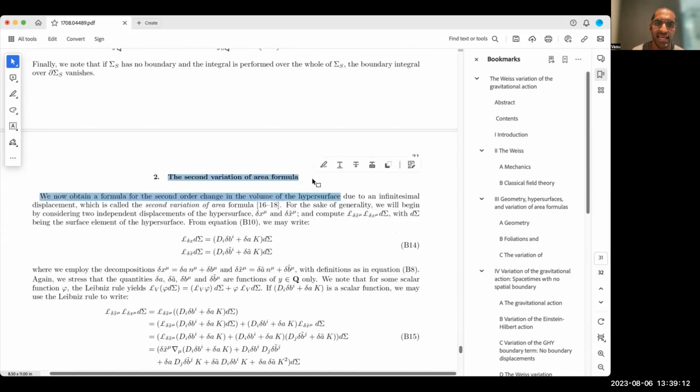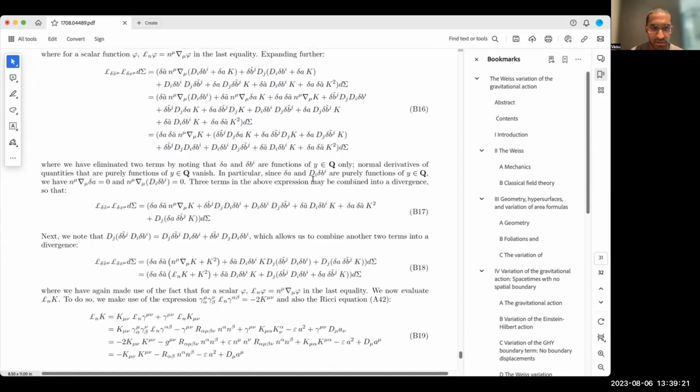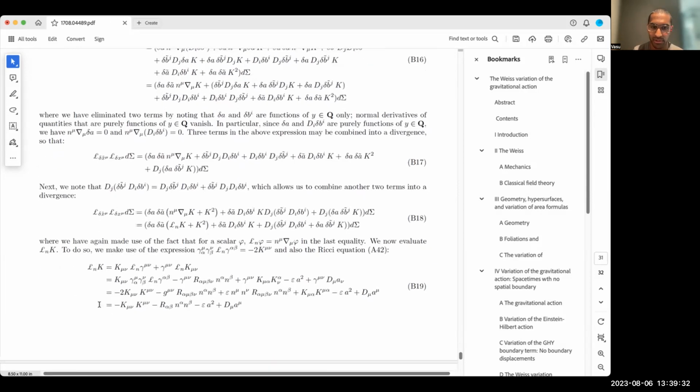And then there's a more formidable exercise of working out the second variation of the area formula, which will really matter in the derivation that follows. But the second variation gives us information of much more than just the extrinsic curvature, right? Because it's going to involve the Lie derivative along the normal direction of K, right? So that's like the Einstein equations of motion, if you thought about it.